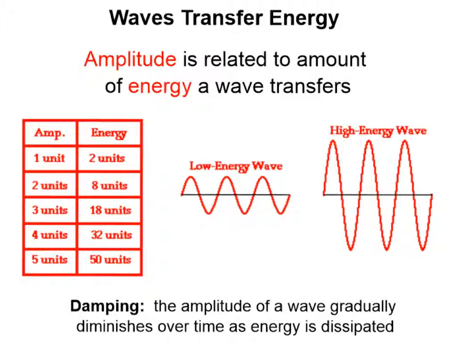We can think of that in the reverse direction as well. If we have an amplitude of 4 units and we cut that in half down to 2 units, the energy will decrease by a factor of 4. It will go from 32 units down to 8. And remember when we talked about our mass spring system and our pendulum, we talked about something called damping. Damping is just when the amplitude of a wave gradually diminishes over time as the energy is dissipated. And damping is usually very minimal over relatively short distances. So for our purposes, we will disregard damping when we analyze wave motion.